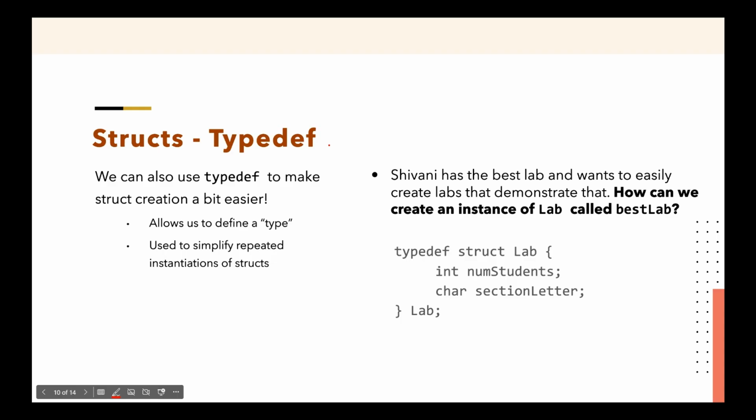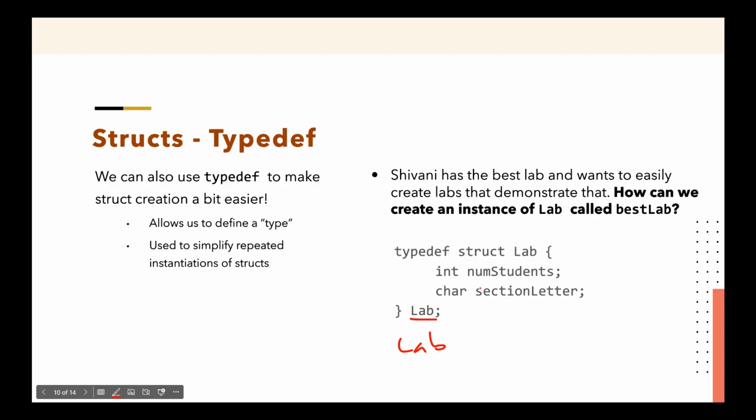Next, this was on the previous slides, but with structs, you can use a typedef, right? Typedef is this command that allows us to define a type and it simplifies instantiations of structs. So what we can see here is we have a typedef struct lab, and then we put the type that we want struct labs to be referred to over here. So instead of using struct lab, we can just use lab now because we've written this typedef for labs.